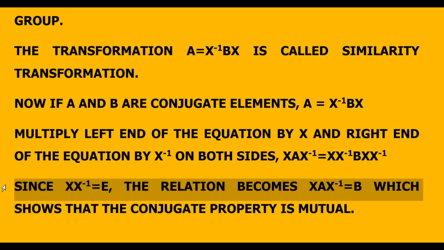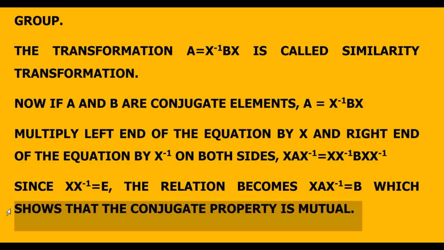So when we put X X inverse is equal to E, the relation becomes X A X inverse is equal to B, which means that the conjugate property is mutual. In other words, if A is conjugate of B, then B is conjugate of A.